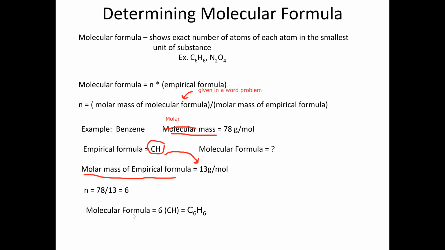So 78 divided by 13 is 6. Therefore, 6 times CH, we get C6H6. So this n value that you're calculating determines what to multiply the empirical formula by. So let's look at an example of this as well.